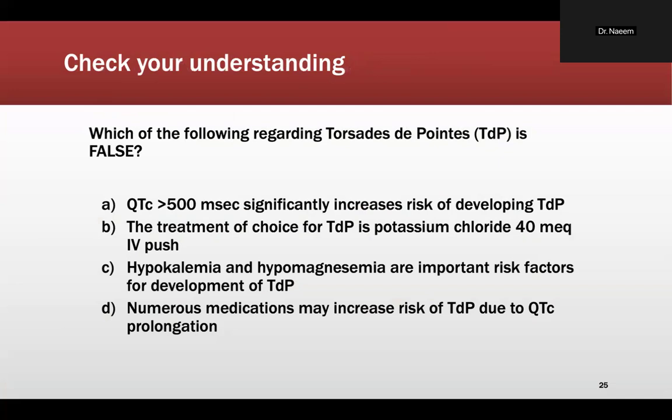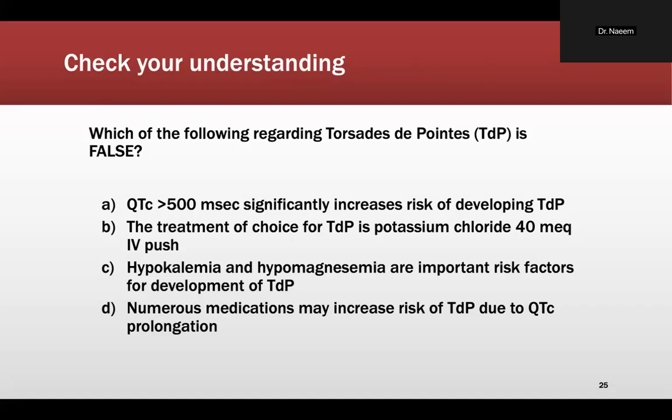Hopefully you identify this as true. The treatment of choice for torsades is potassium chloride, 40 milliequivalents IV push. That is incorrect. The treatment is magnesium sulfate, 1 to 2 grams IV push. So not potassium, rather magnesium is the treatment of choice. And then the rest are true.